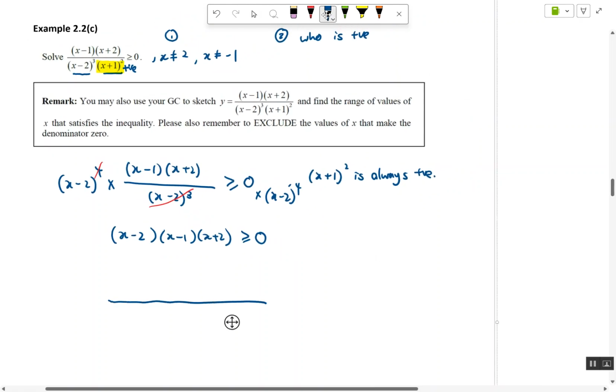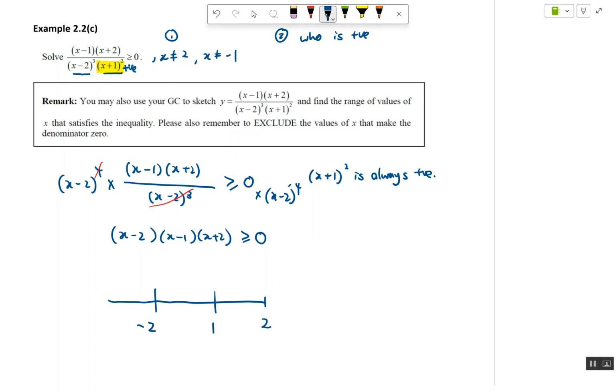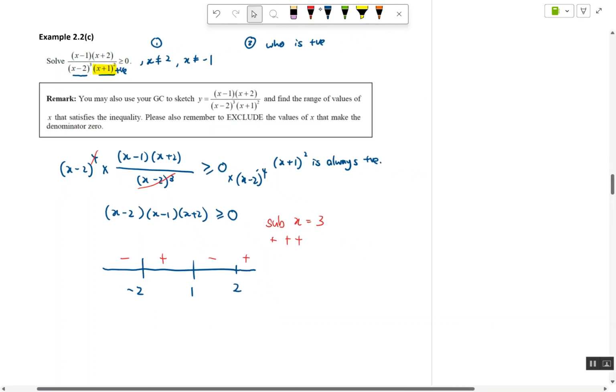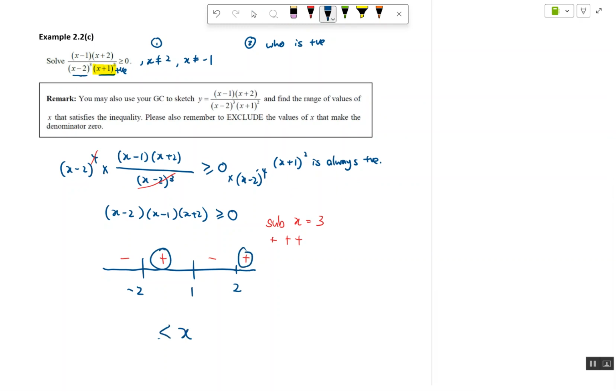Okay? Use my number line. Is 0 a root? 0 is not a root, so it doesn't affect. -2, 1, and 2. I can plot this into my GC, or I only need to mentally think of a number. So I sub x equals to 3 into my first bracket, it will be positive. My second bracket is also positive. My third bracket is also positive. So I know this is plus, minus, plus, minus. And therefore, my final answer, I want it to be greater than or equal to 0. This part and this part: x is between -2 and 1, union, x is strictly greater than 2.